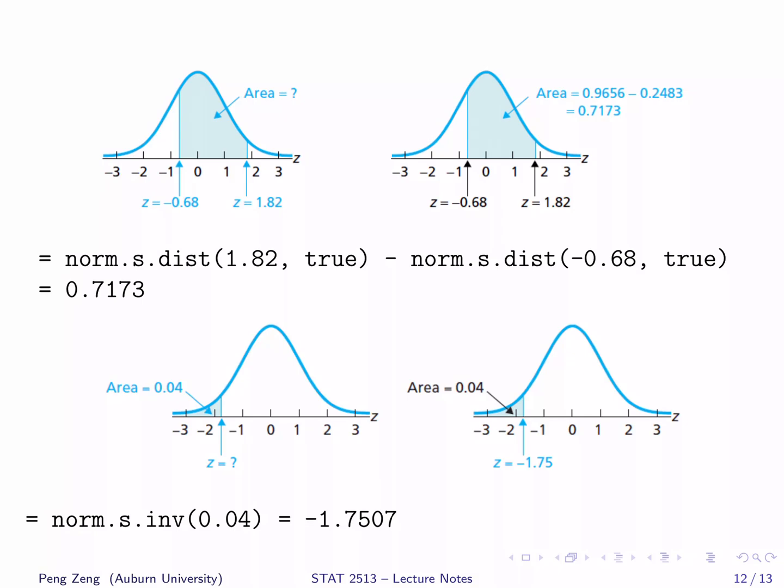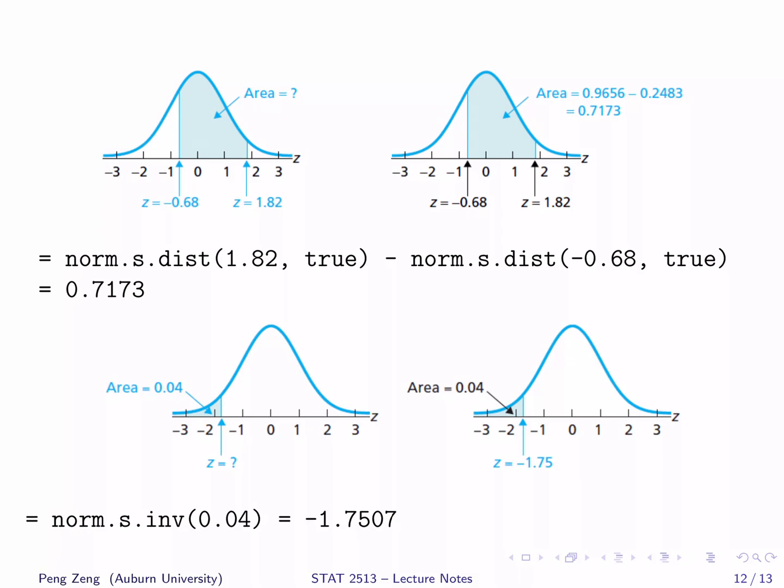What is the probability between negative 0.68 and 1.82? We need to calculate the difference between the corresponding probabilities. Here, the correct Excel function is norm.s.dist 1.82 true minus norm.s.dist negative 0.68 true. The answer is 0.7173.